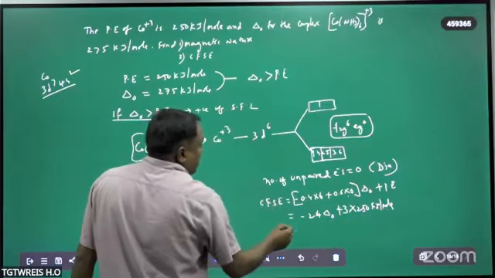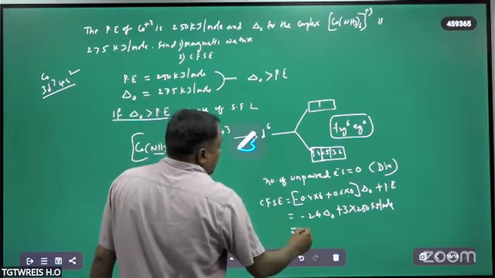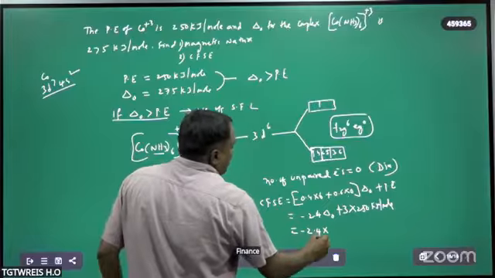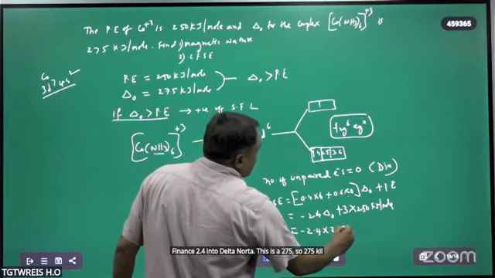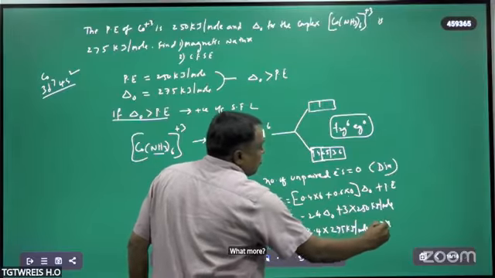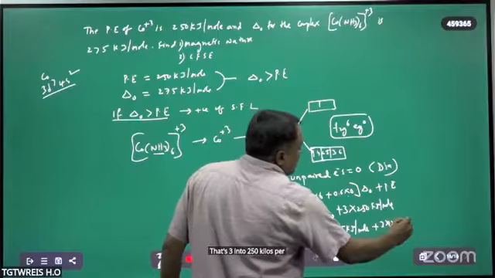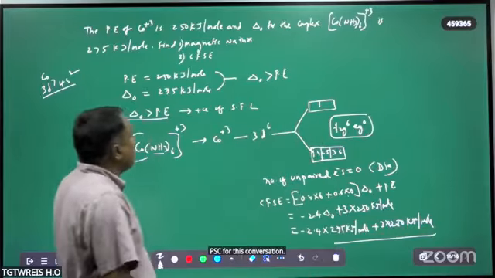What is delta naught now? CFSE is minus 2.4 into delta naught, which is 275 kilojoules per mole, plus 3 into 250 kilojoules per mole. So this is the total CFSE for this complex.